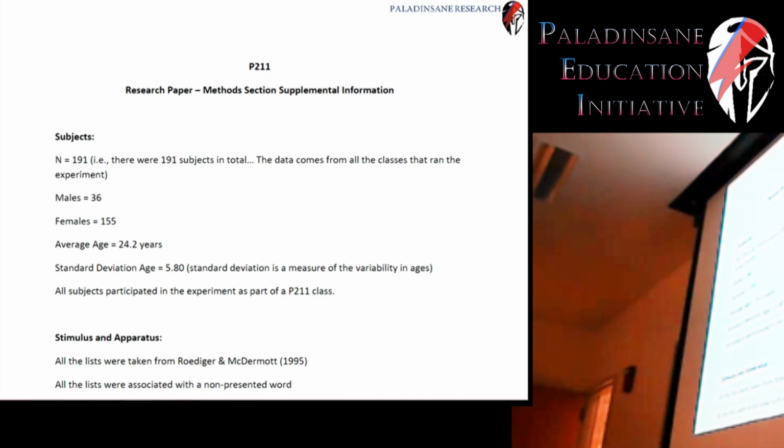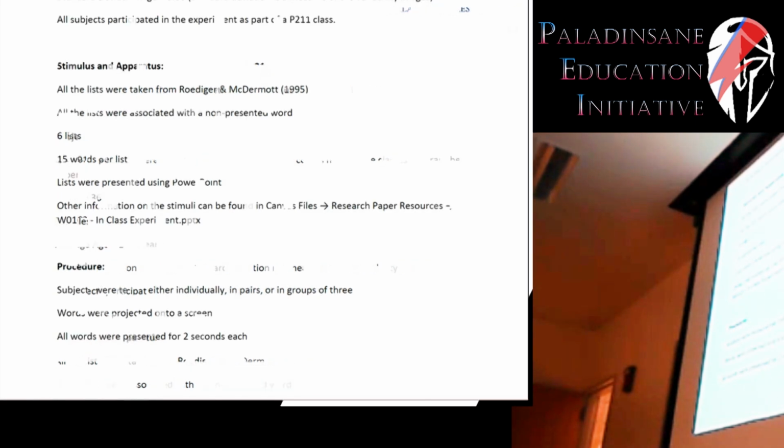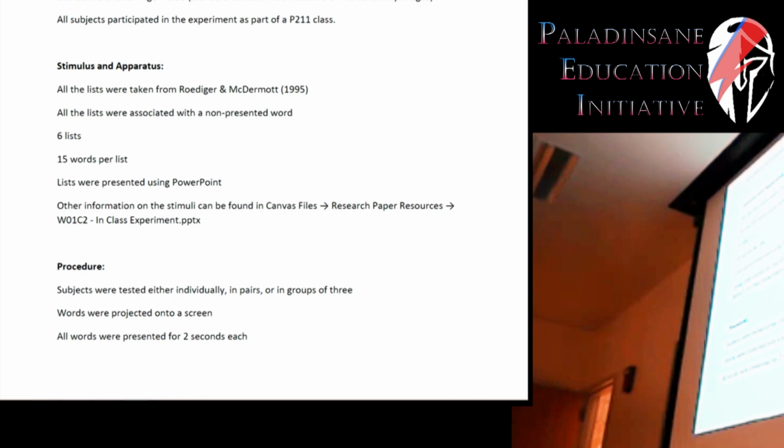So 191 subjects, 36 males, 155 females, 24.2 years of age, 5.8 is the standard deviation, and all subjects participated in the experiment as part of the P211 class. For the stimulus and apparatus, all the lists were taken from Roediger and McDermott. All the lists were associated with a non-presented word. So again, it just has all these details, 6 lists, 15 words per list, and then where you can find additional information for those PowerPoints.